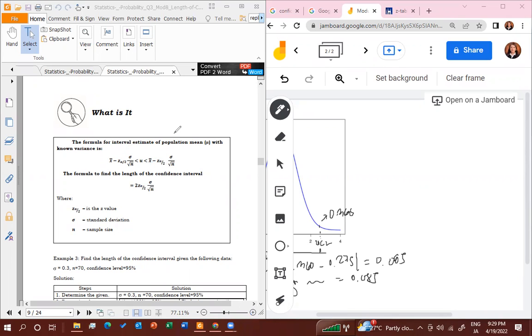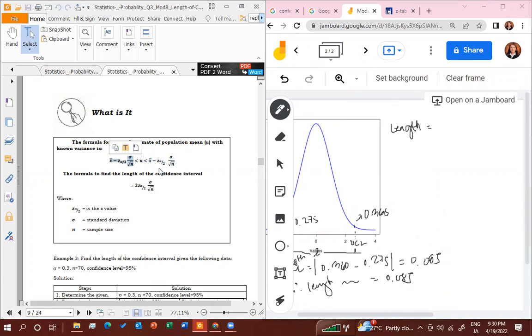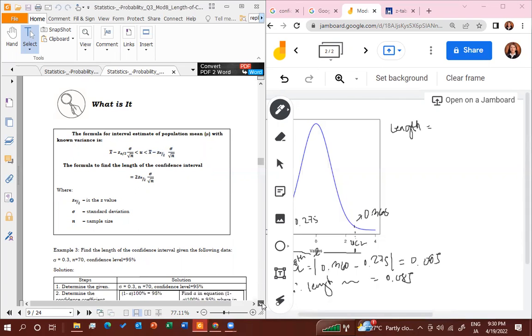Clear all drawings. Okay. So we're deriving from the formula to get the length of the confidence interval. It would just be adding the distance of this portion and this portion, because ideally your upper confidence limit and your lower confidence limit have the same value, and you add them, so that becomes your length, using the formulas previously.